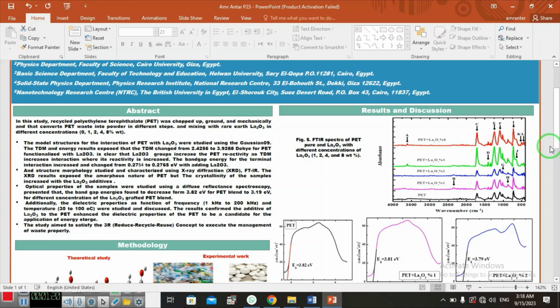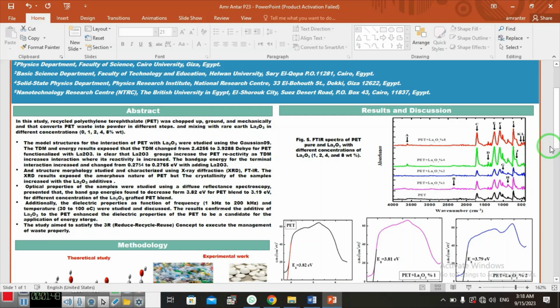The XRD results showed the amorphous nature of PET, but the crystallinity of the samples increased with the La2O3 additives. Optical properties of the samples were studied using diffuse reflectance spectroscopy, which showed that the band gap energies decreased from 3.82 eV for the PET blend to 3.1 eV for different concentrations of the La2O3 grafted PET blend.